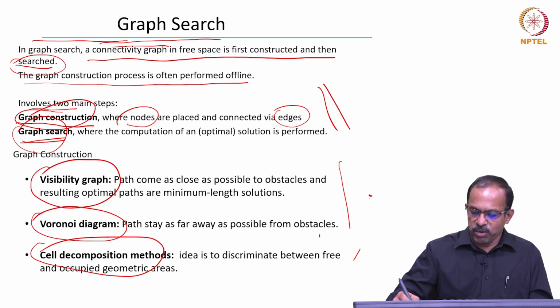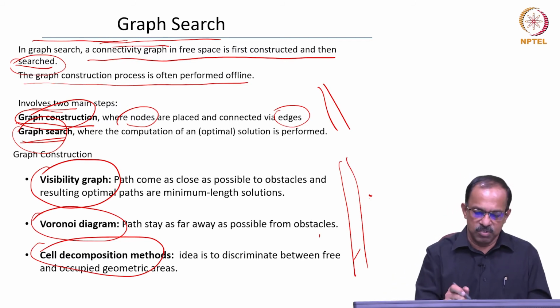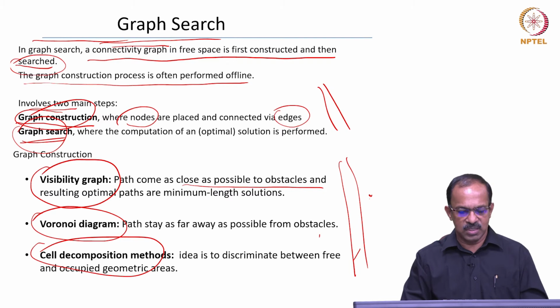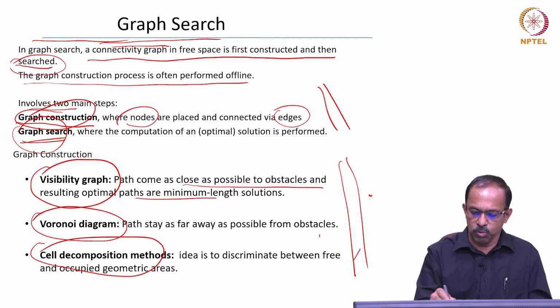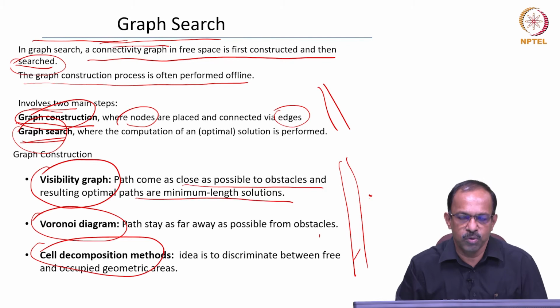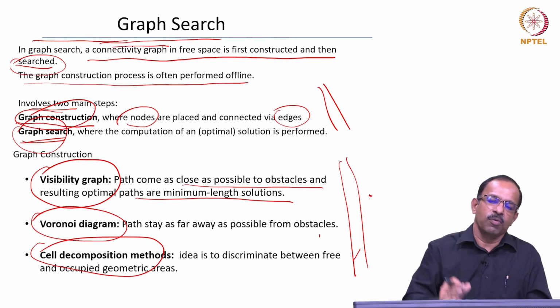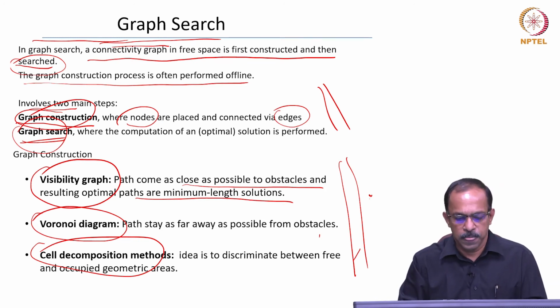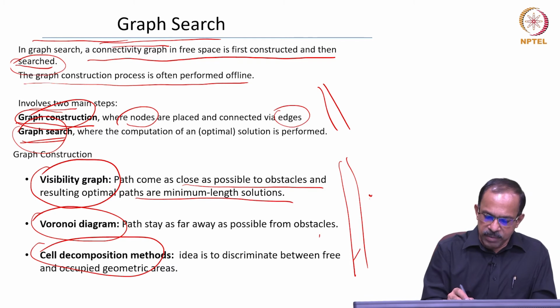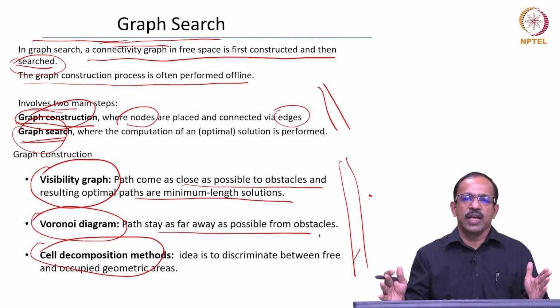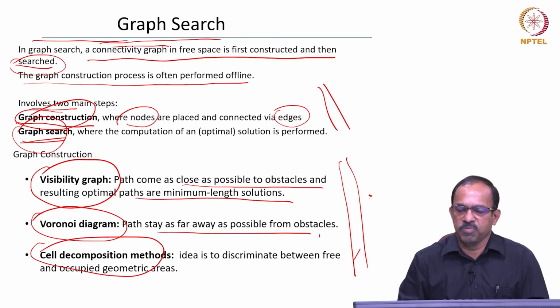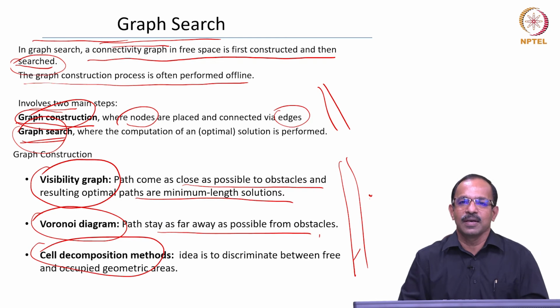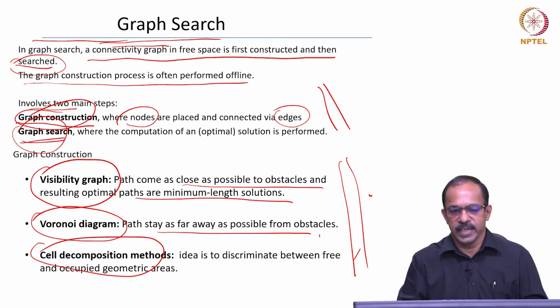And each one has got its own advantages and disadvantages. The visibility graph comes as close as possible to the obstacles, and the resulting optimal paths are minimum length solutions. So, we can actually get a minimum length solution as the robot will go very close to the obstacles and reach the target without hitting the obstacle. But in the other case, the Voronoi diagram will try to keep as much away as possible from the obstacle. So, this path need not be the shortest path, but it can be a path where the safety will be much more compared to the visibility graph.